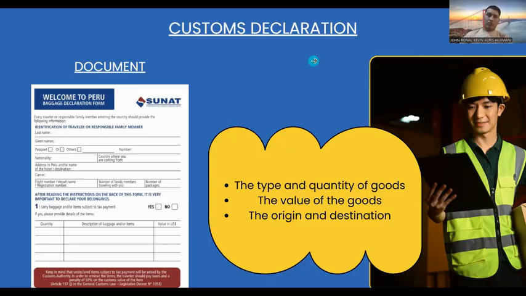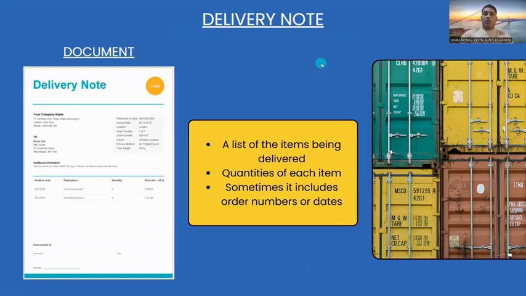Now let's talk about the delivery note. This is a document that comes with the goods when they are delivered to the buyer. It includes a list of the items being delivered, the quantity of each item, and the order reference number. A delivery note does not include price. It is only to confirm what was delivered.